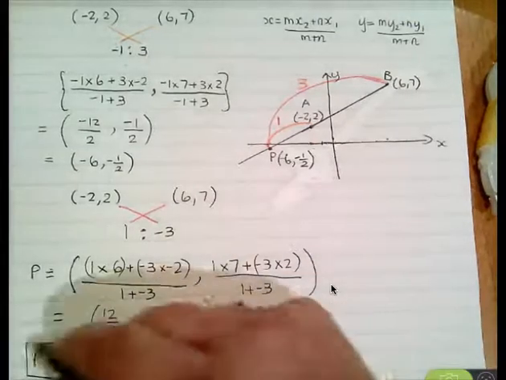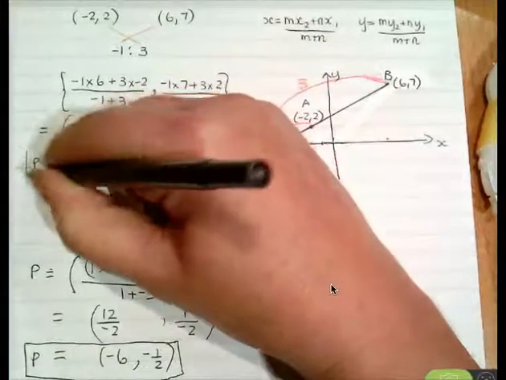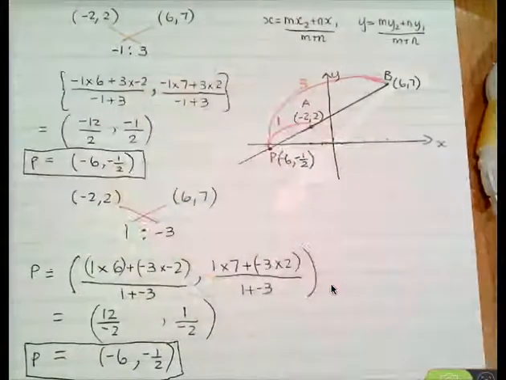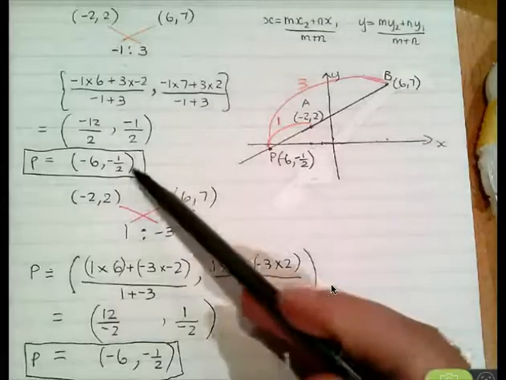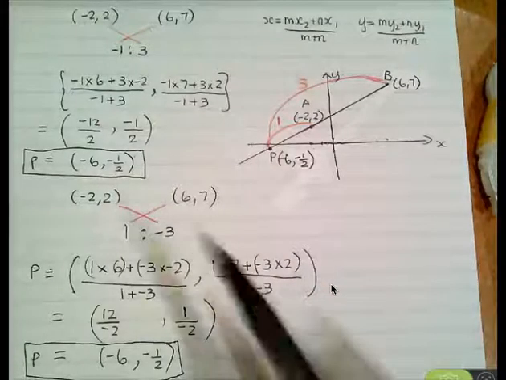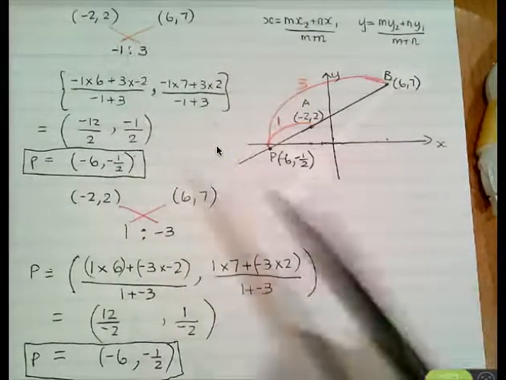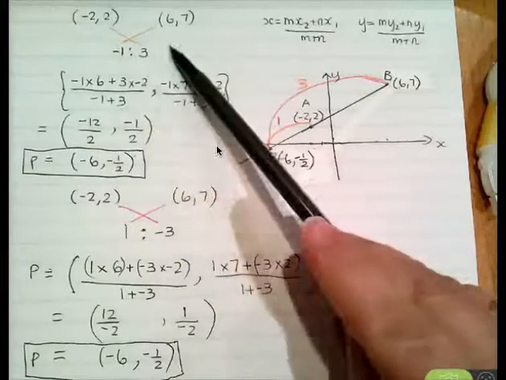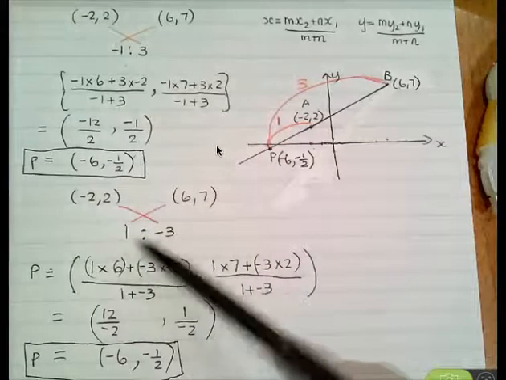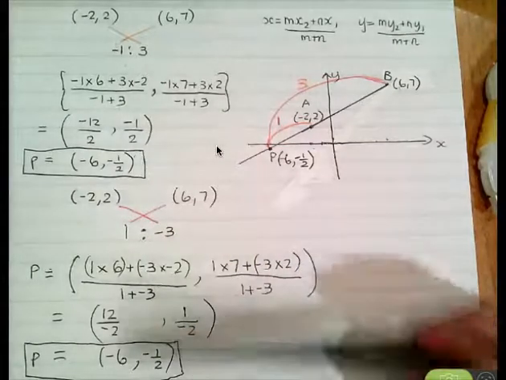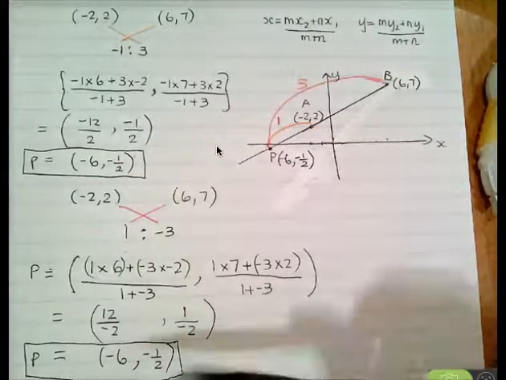It's (-6, -1/2), and up here for my point P, I also got (-6, -1/2). So it does not matter whether you do -1 to 3 or whether you do 1 to -3. Sorry, something just happened to my lighting there. You will get the same point for your answer.